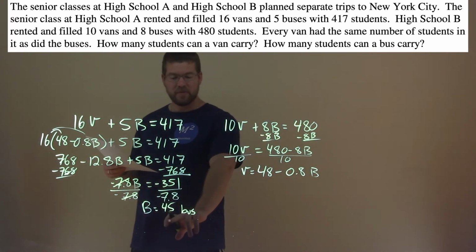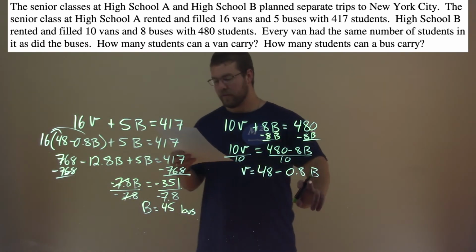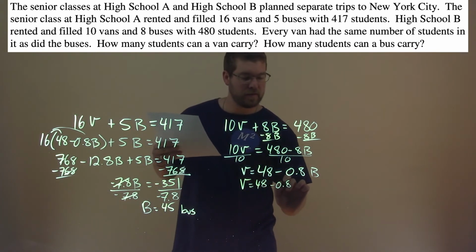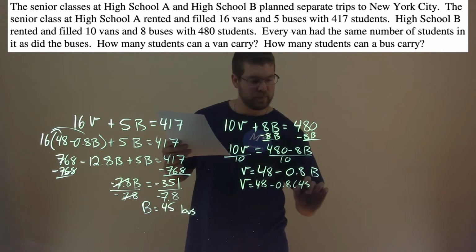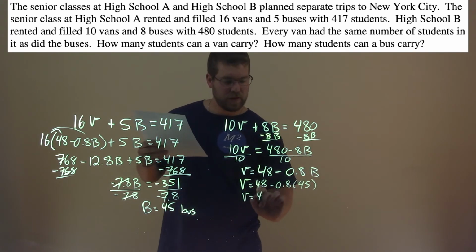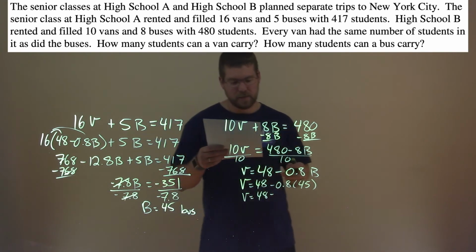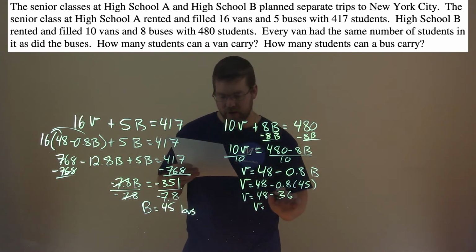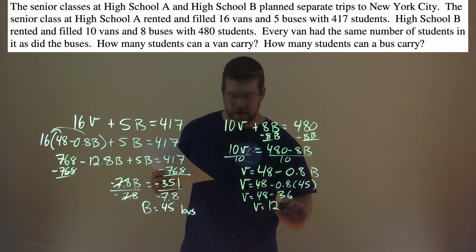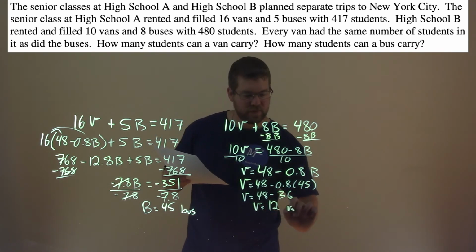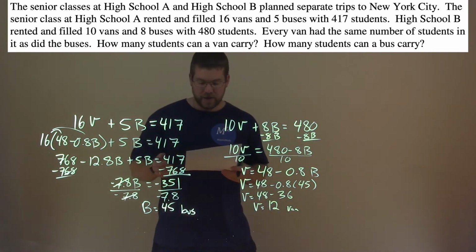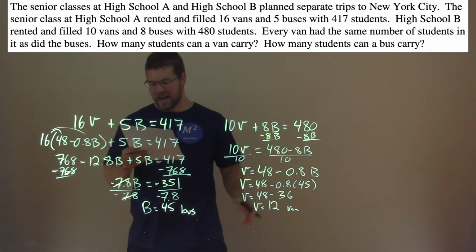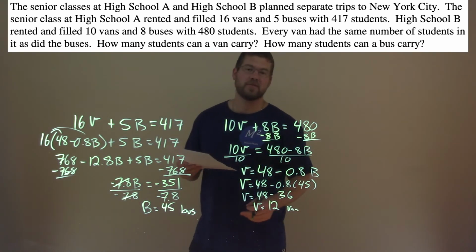So now we're going to take that information, plug it into this equation to solve for V. So V equals 48 minus 0.8 times 45. V equals 48 minus, well, 0.8 times 45 is 36. And so V equals 48 minus 36, which is 12. And that's how much is in the van. How many students, right? So our final answer here is the bus has 45 students. I guess I should write students there. And the van has 12. Each van has 12 students.